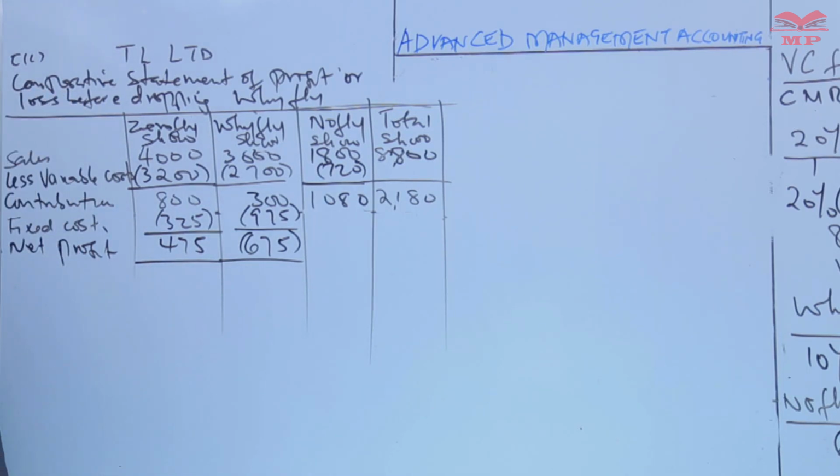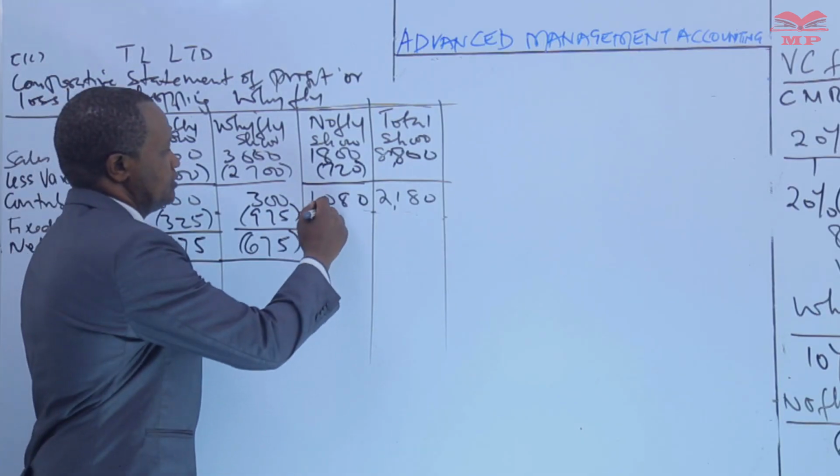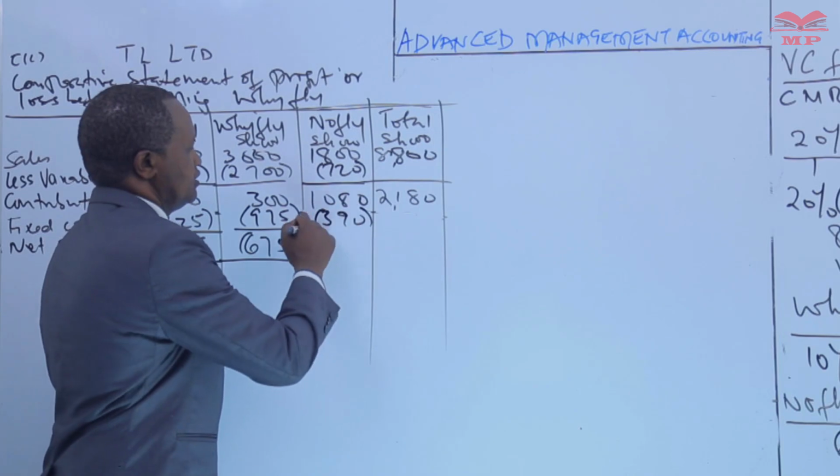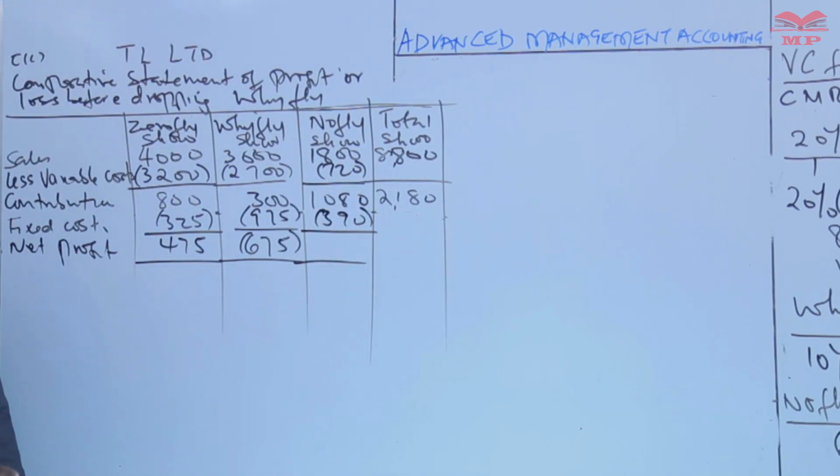No fly. Fixed cost no fly, 6.5 times 60,000 units. Dennis says 390. So this is 390. Deduct it from the contribution. Give me the net profit. 690. 690.